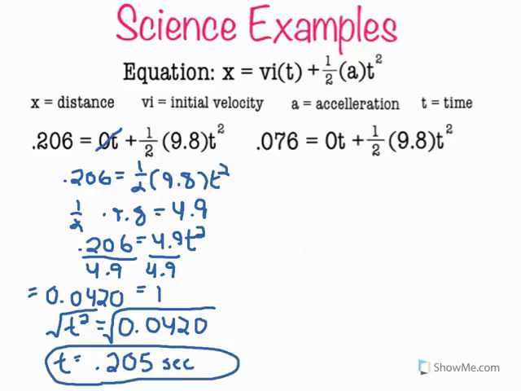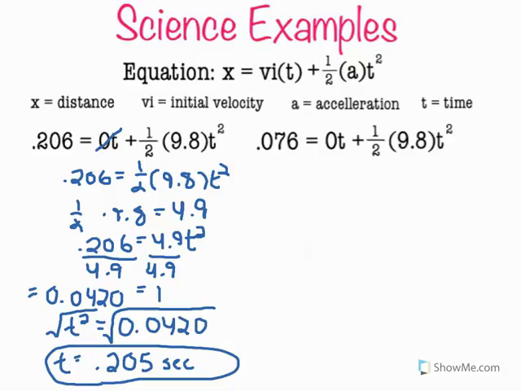Now, in our second example, we're going to solve for how fast a person would have to react in order to catch the $50 bill. In this example, we are going to be using the distance of a $50 bill to solve our equation. In our equation, we have a distance of 0.076 meters, an initial velocity of 0, and an acceleration of 9.8 meters per second squared, which is again the acceleration due to gravity. Again, we are solving for time.